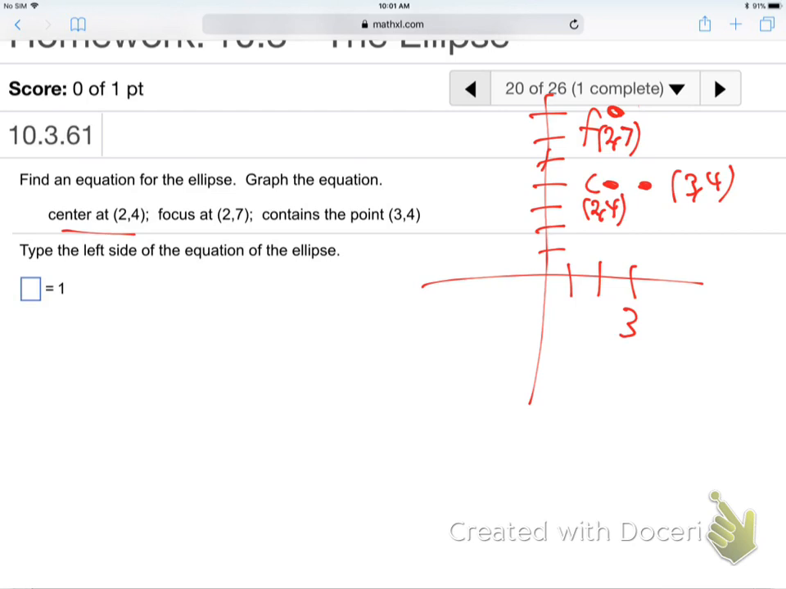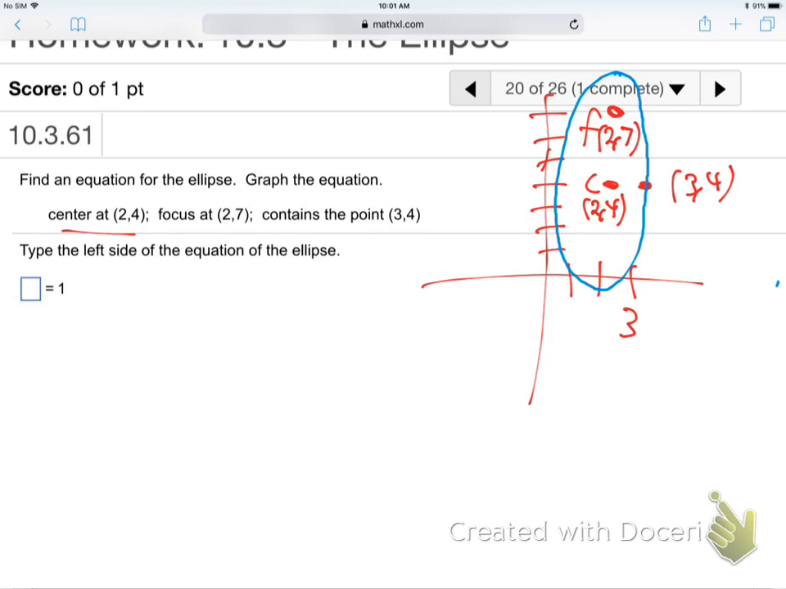So I put the 2, 4 in the center, the 2, 7 in the focus there, and the 3, 4 is some other point it contains. What does that mean, contains? It hits it. It's on the edge. 3, 4 is on the edge. Is this ellipse taller or wider? Taller, because the focus goes up from the center, right? Focus is always on the long direction. Now, it doesn't hit the focus. It goes above the focus and below, and it hits 3, 4.